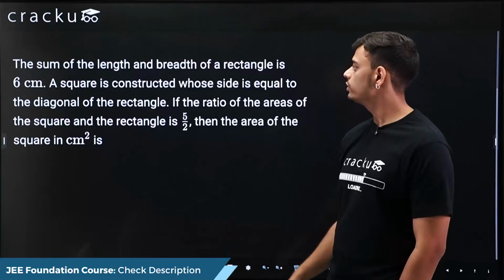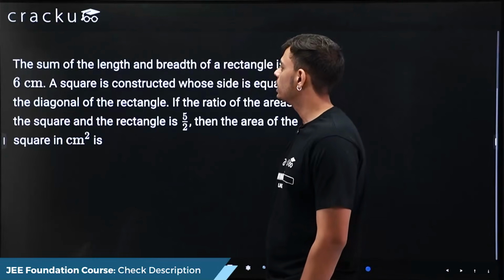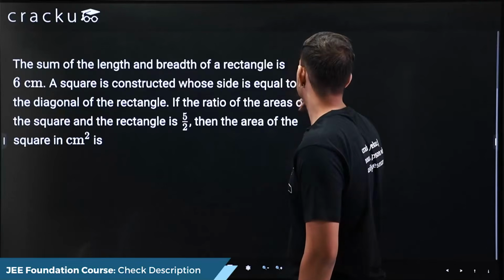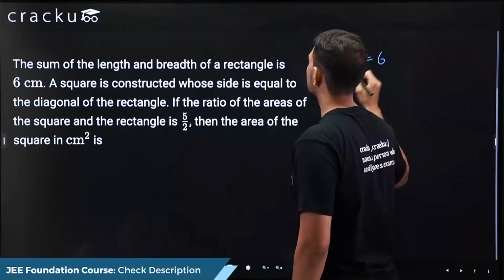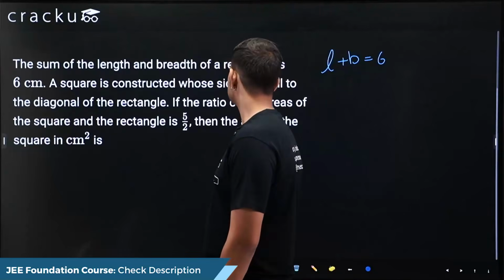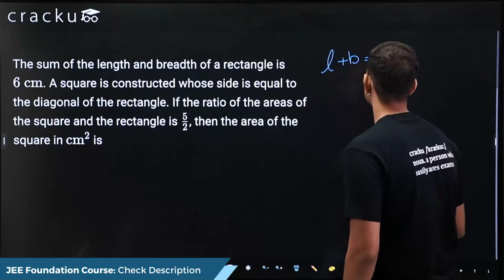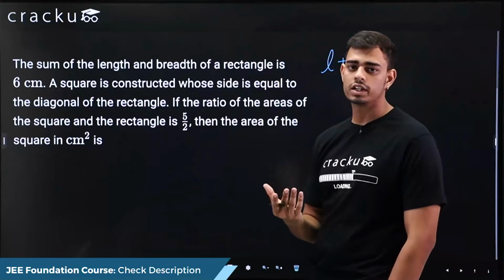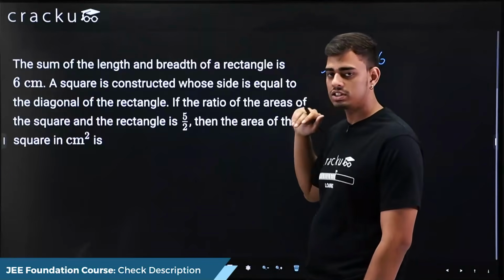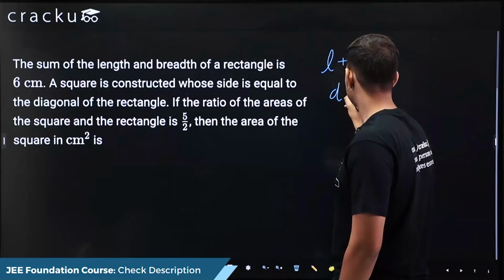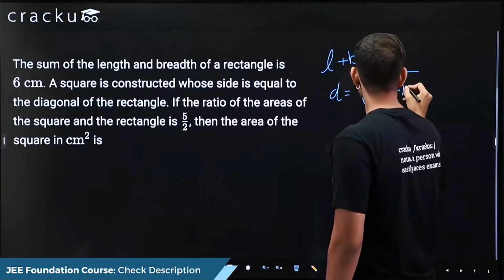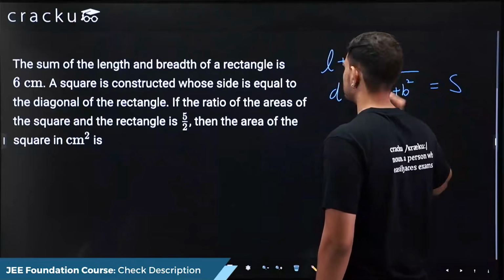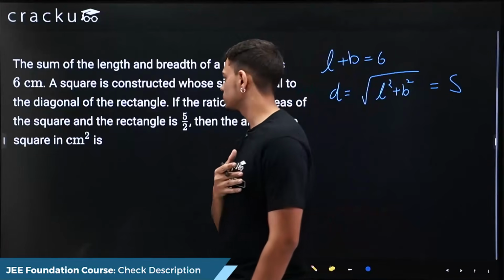In this question, we are given that the sum of the length and breadth of a rectangle is 6. Let us assume the length and breadth to be L and B. A square is constructed whose side is equal to the diagonal of the rectangle. What's the diagonal of the rectangle? Root of square of length and breadth. Diagonal is root of L square plus B square. This is equal to the side of a new square. Let us assume the side to be S.